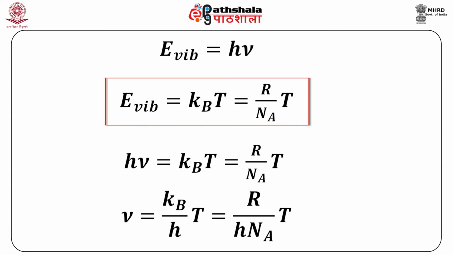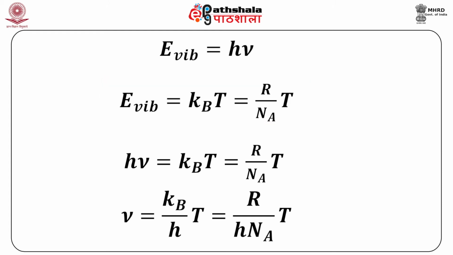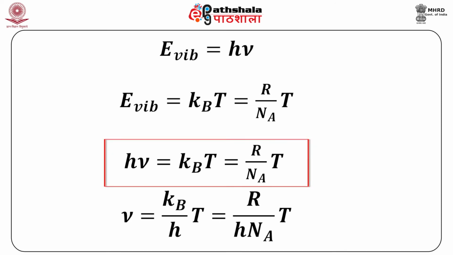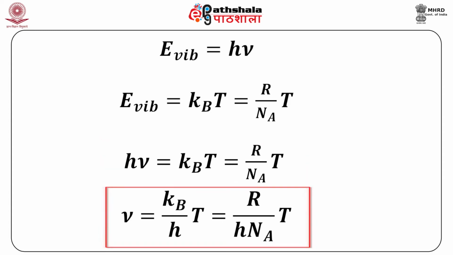As per the classical approach, classical vibrational energy is given by the expression E vibrational equals kBT, which further becomes equal to R by NA into T, where kB is Boltzmann constant, R is gas constant and NA is the Avogadro number. Now, equating this energy expression obtained classically with the quantum equation given by Planck, we get hν equals kBT equals R by NA into T. From this we get the frequency ν equal to R by hNA into T.